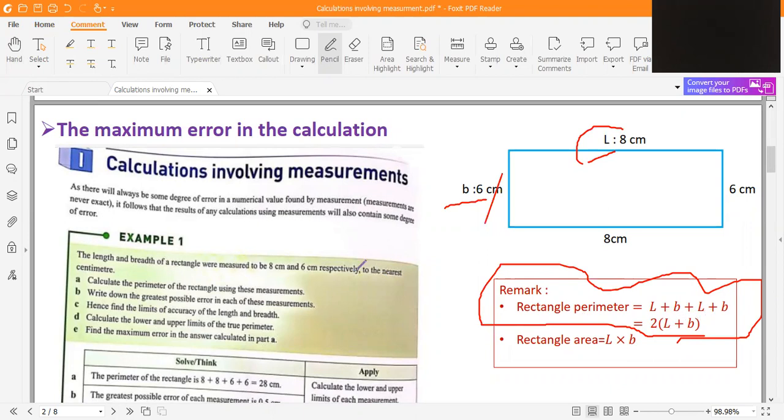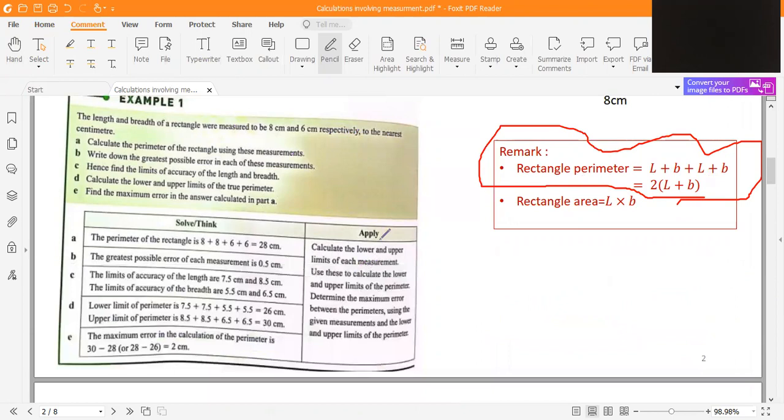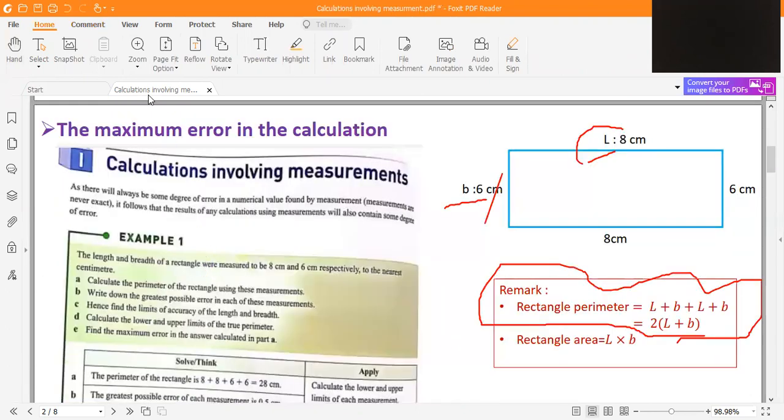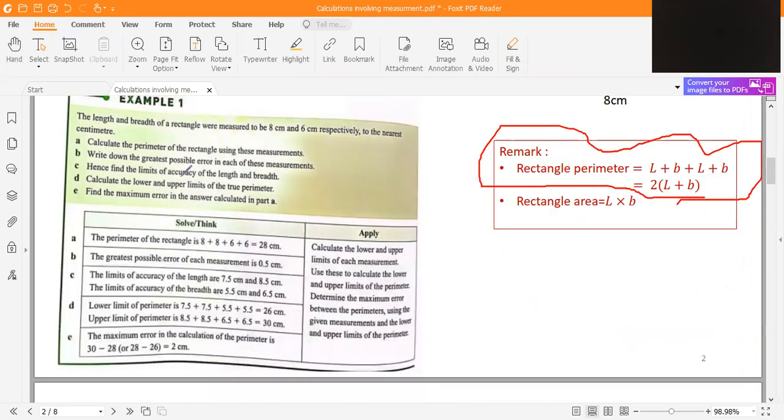So what is the main idea here? First, to calculate the maximum error in the calculation involving some measurements. So in this example, first we calculate the perimeter of the rectangle. We calculate the original perimeter using these measurements. So how? We add 2 times the length and 2 times the breadth. We obtain 28 centimeters. And then we write down the greatest possible error in each measurement.